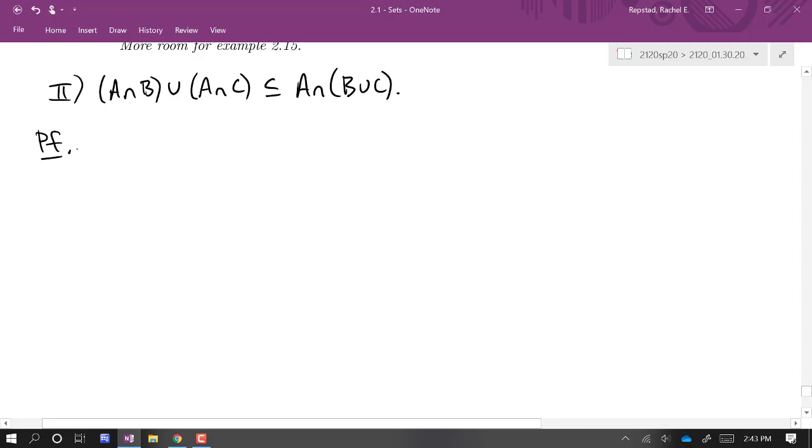How do we start a containment proof? What should our first line be? Let X be something. Where are we going to take it from? We're selecting an element from the universe. Where are we making sure that we take it from? The left side. So we're going to let X be an element of that set on the left. So that's A intersect B union with A intersect C. What are we going to show?